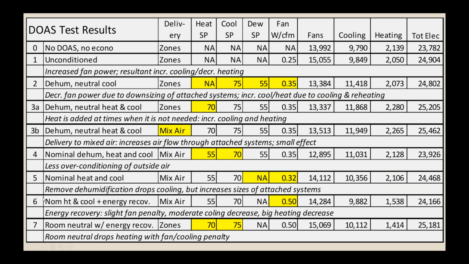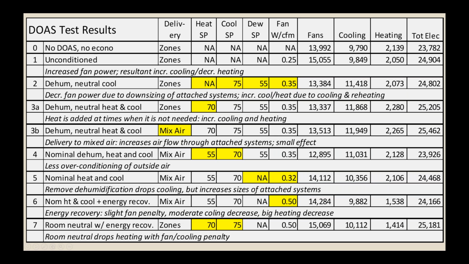In the next case, we've removed the dehumidification. We still are doing the 55 to 70 delivery of air temperature, but we're not explicitly dehumidifying. So the biggest thing that I found there is that you lose a lot of the benefit of the sizing that we had back in that first round where we were downsizing the fans. So the fan power goes up quite a bit, and cooling and heating go down somewhat.